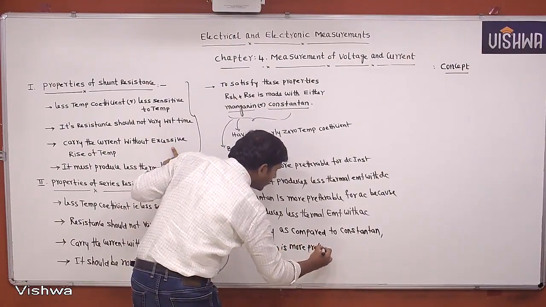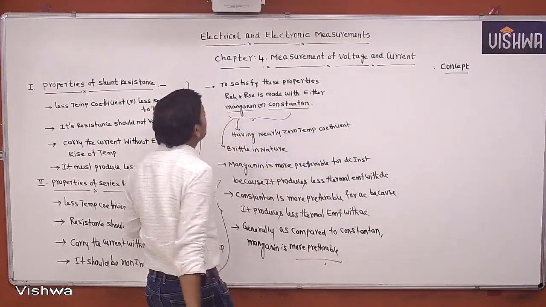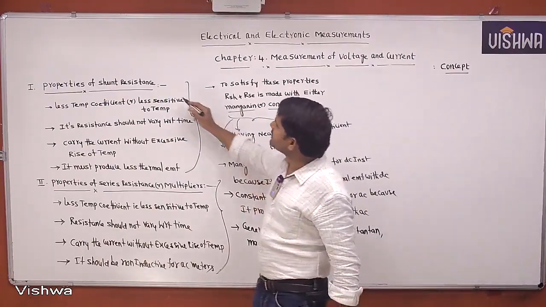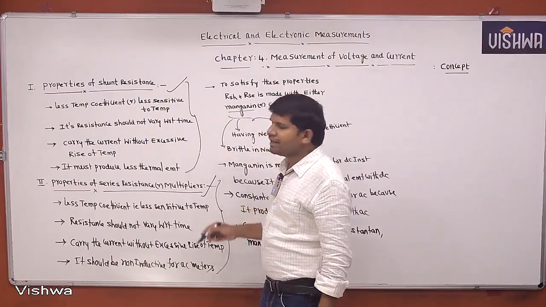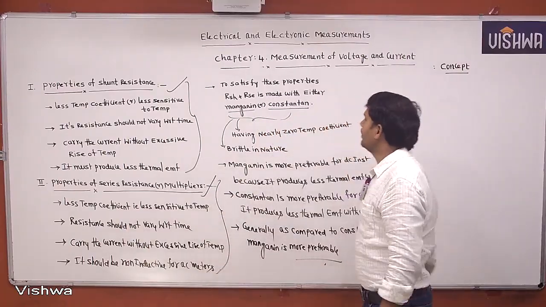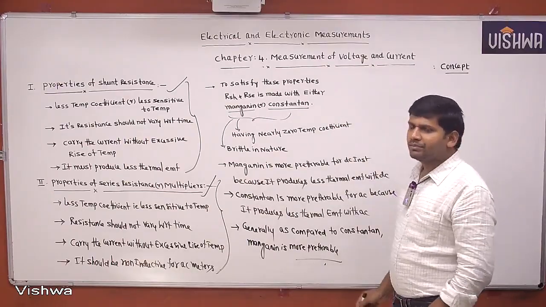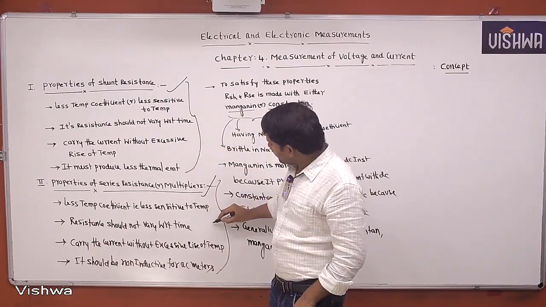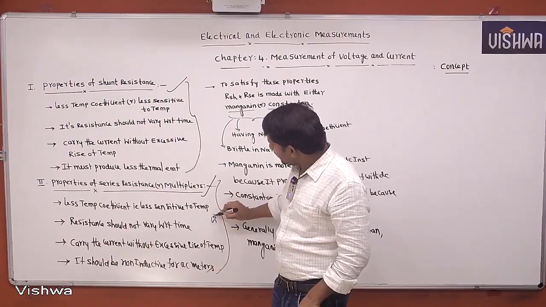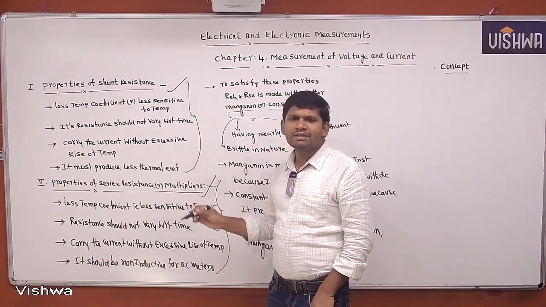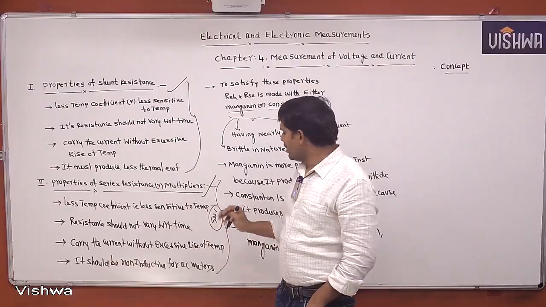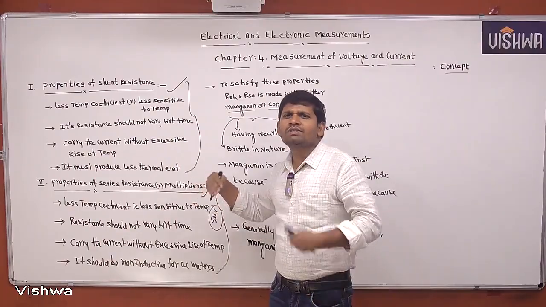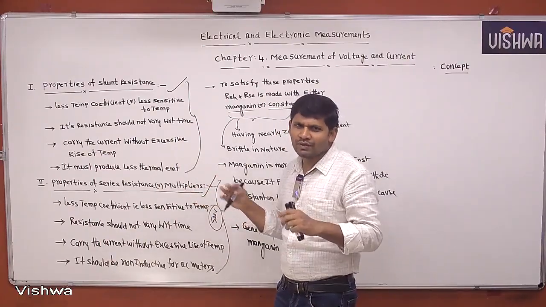This is about the selection of shunt and series resistances. This is the construction of shunt resistance, and this is the construction of series resistance or multiplier resistances. One point to remember: up to 500 volts only, these multiplier resistances are made within the instrument. But above 500 volts, they are made outside the instrument, with a special mounting arrangement.